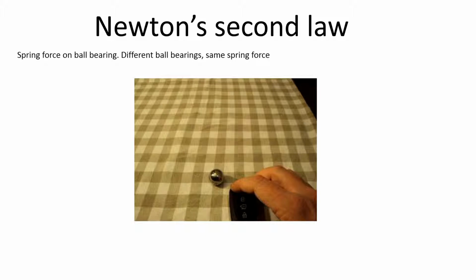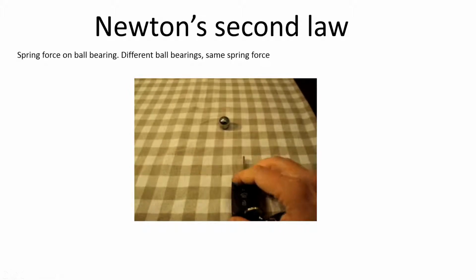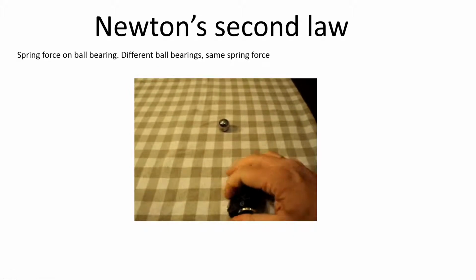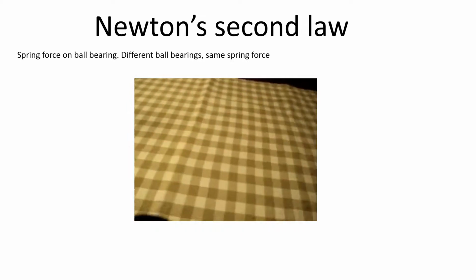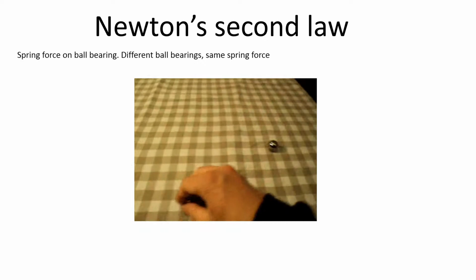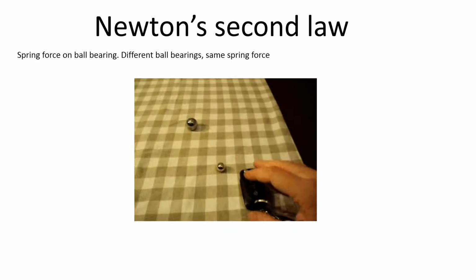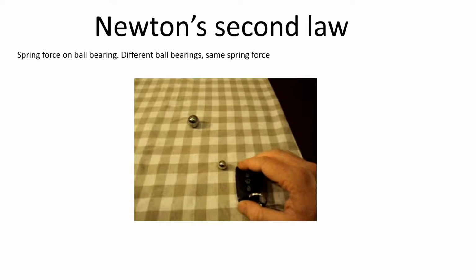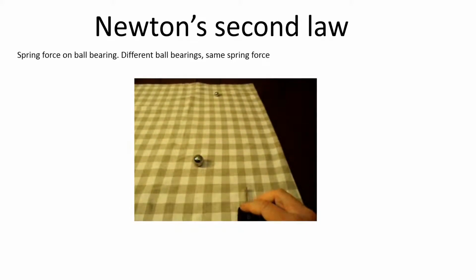Now this time we will use different ball bearings, but the same spring force. The first ball bearing is a big one, and it rolls this distance. Second, we use a smaller ball bearing, with the same spring force, and of course, as you will guess, it will roll a much greater distance.